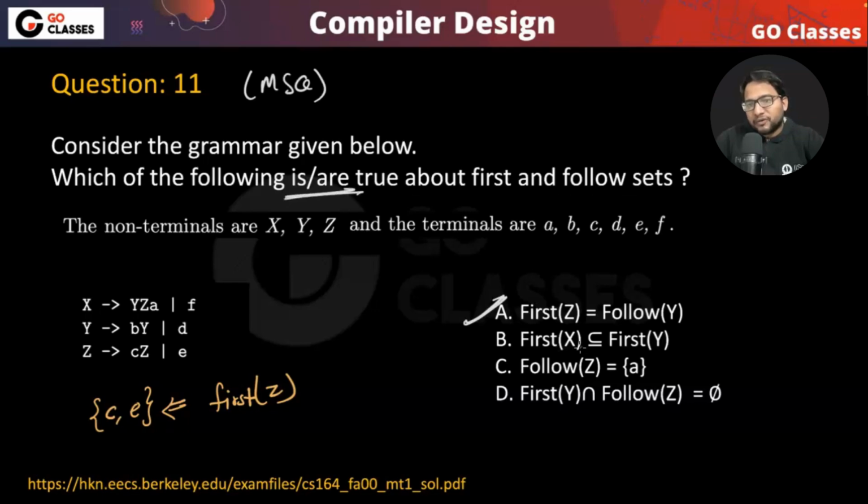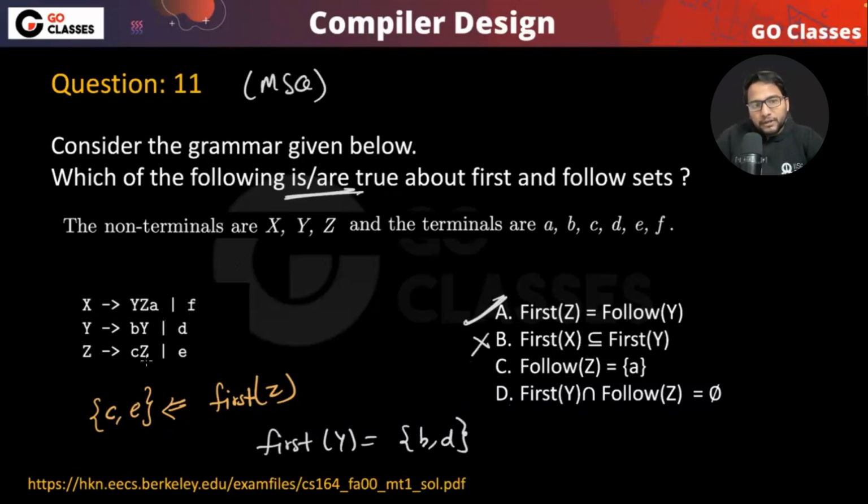Now tell me, are the first of X and first of Y related like this? First of Y will be small b, small d, BD. What about the first of X? First of X will be BD and F also, right? BD and F also. So actually it's the reverse way. I mean, it is actually the superset. So that's why it is false. What about the follow of Z?